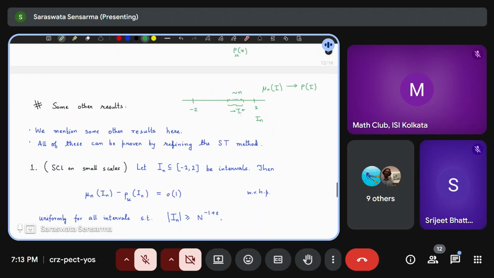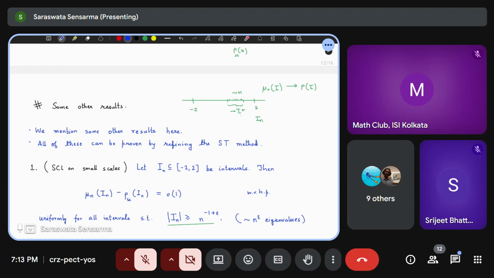And we can show that as long as the size of such an interval I is more than 1 over n, n should be small, more than 1 over n, so typically around n to the epsilon eigenvalues are contained in this I. Then with very high probability, these two converge.